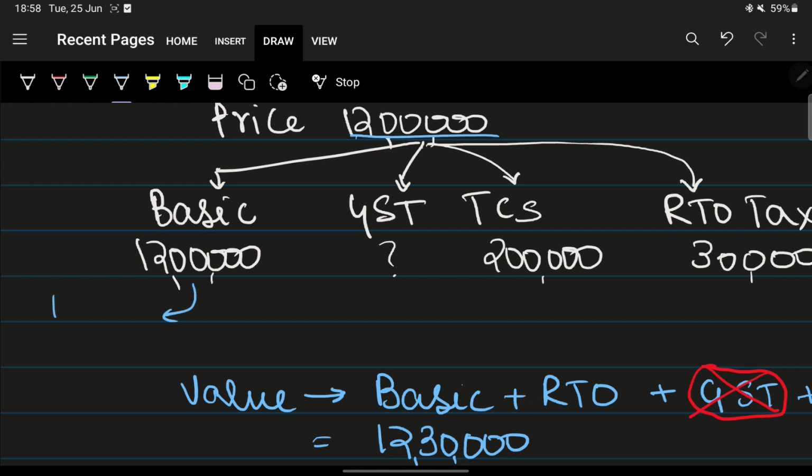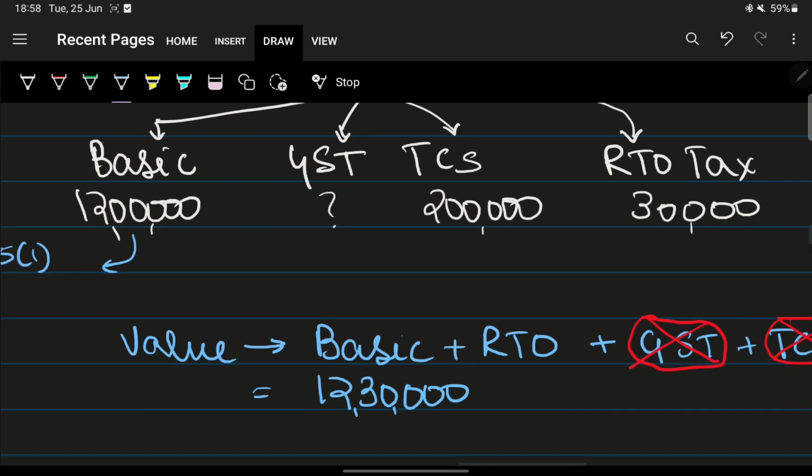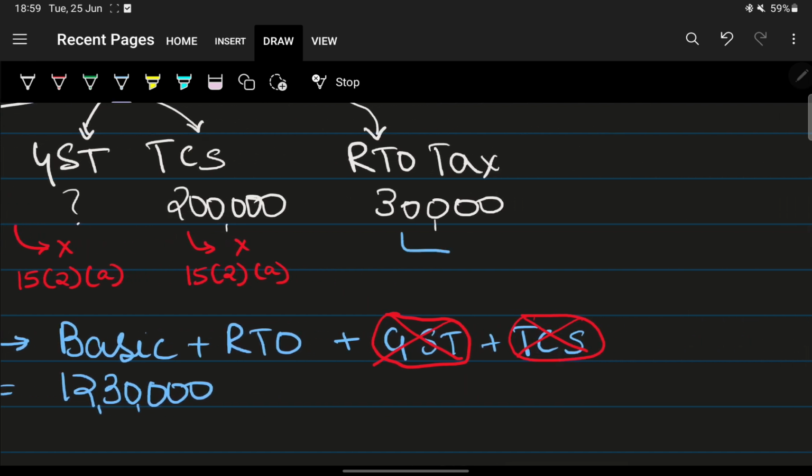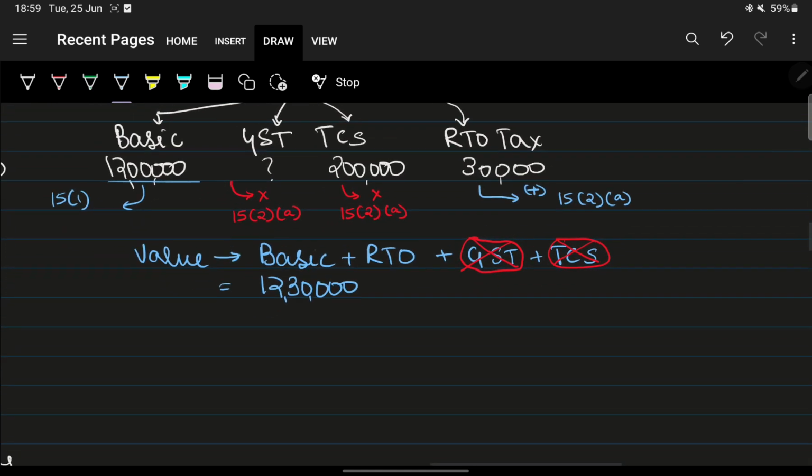In this case, this basic price comes thanks to section 15 subsection 1. This is to be added because of section 15 subsection 1. GST is not to be added; we won't be adding this amount because it is exempted as per section 15(2) clause A. TCS also is not to be added because it is excluded by section 15 subsection 2 clause A. Now RTO tax should be added, because of section 15 subsection 2 clause A.